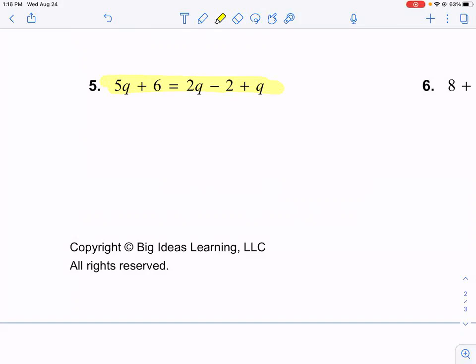Okay, you need to take 2Q and Q and add them together first. And then like we did up here, we need to get Q's on one side and non-Q's on the other side. So do the first step, combine like terms over here. So 2Q plus Q is 3Q. Yes. So on the right side, you need to write 3Q minus 2.